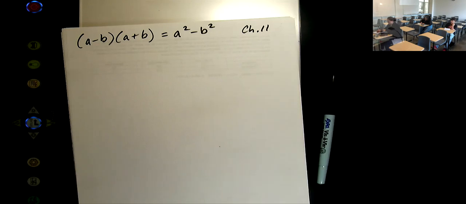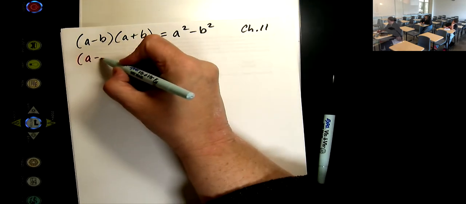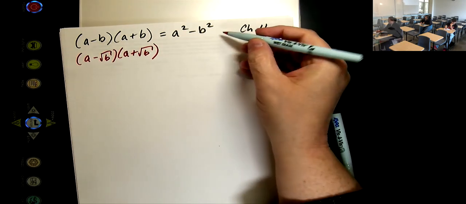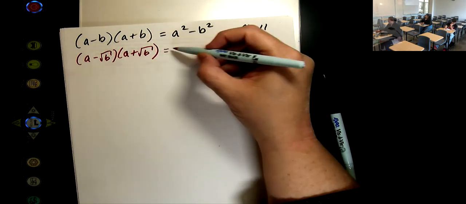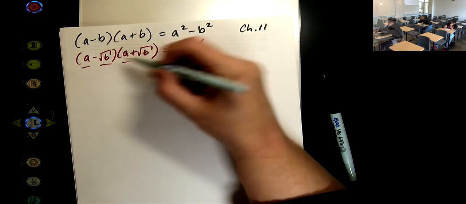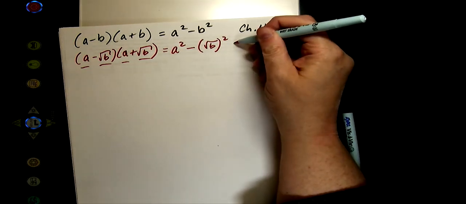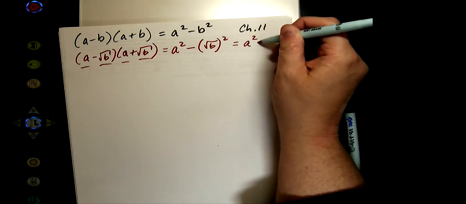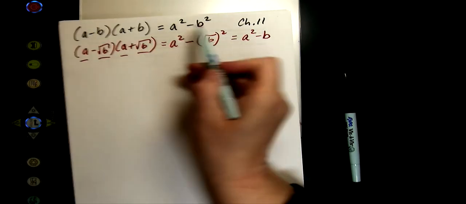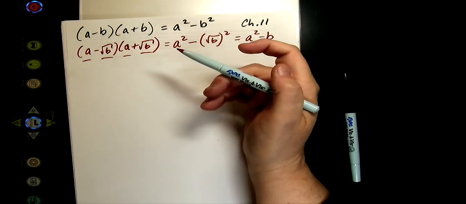If I put radicals in, I could have a minus square root of b and a plus square root of b. This gives me the first term gets squared, and then I have a minus, and the second term gets squared. And we end up with a squared minus b. I wouldn't memorize that formula. This top one is the idea to remember: whatever we have in the last spot gets squared, and whatever we have in the first spot gets squared.